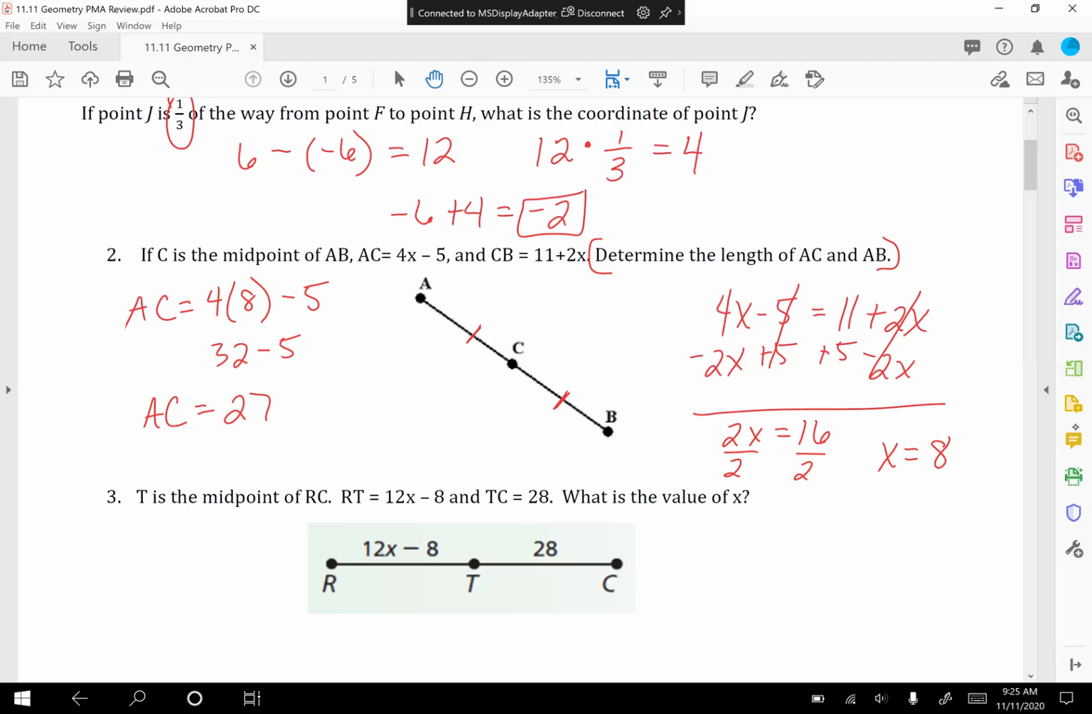But then they also want AB. AC is 27. That means CB is also 27. So you just take 27 times 2, and that would give you the whole thing. So AB is 54.